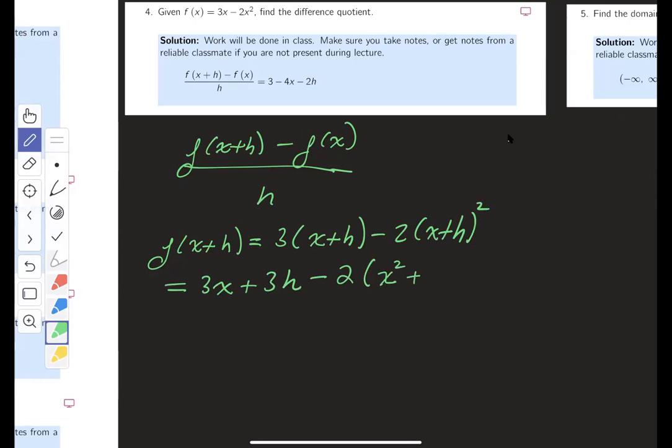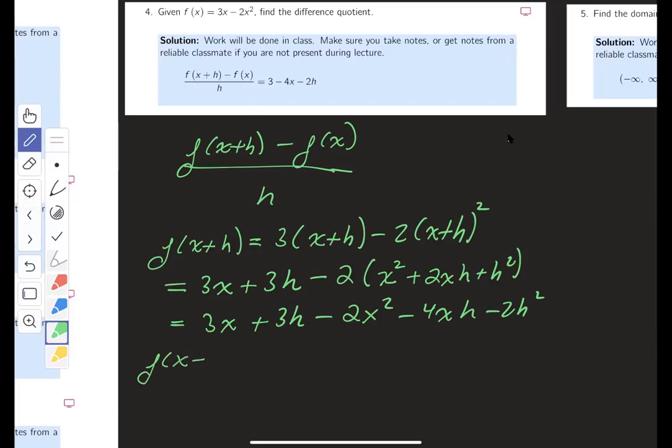x squared plus 2xh plus h squared. I'm going to keep writing it down. This is 3x plus 3h minus 2x squared minus 4xh minus 2h squared. Now what do we have to do? Well, I got to do that top. And someone says, what is the top? It's f of x plus h minus f of x.